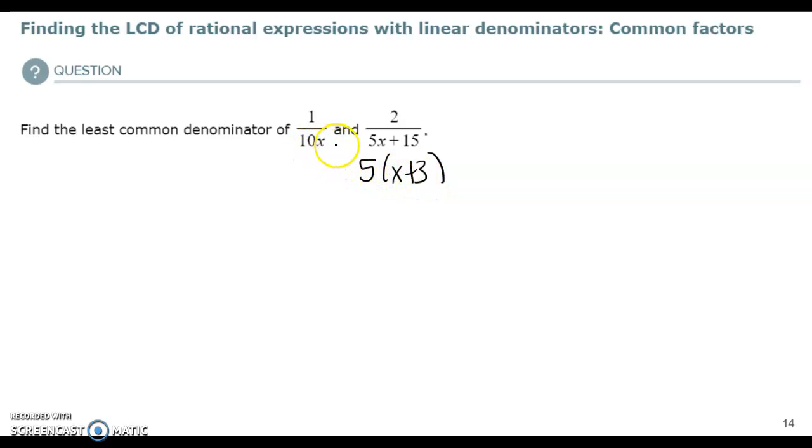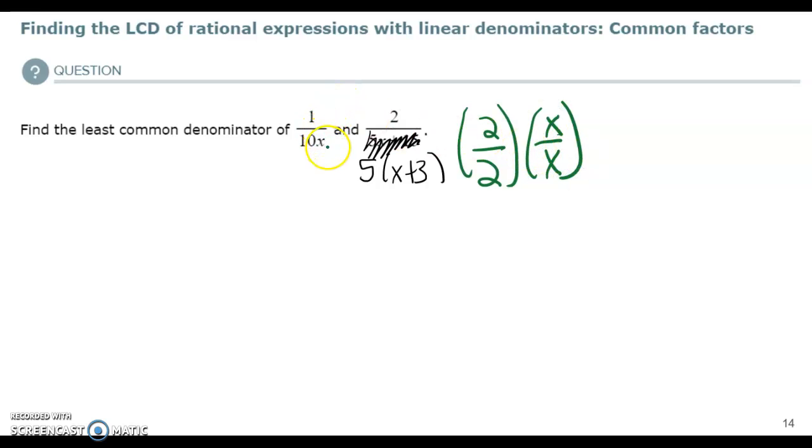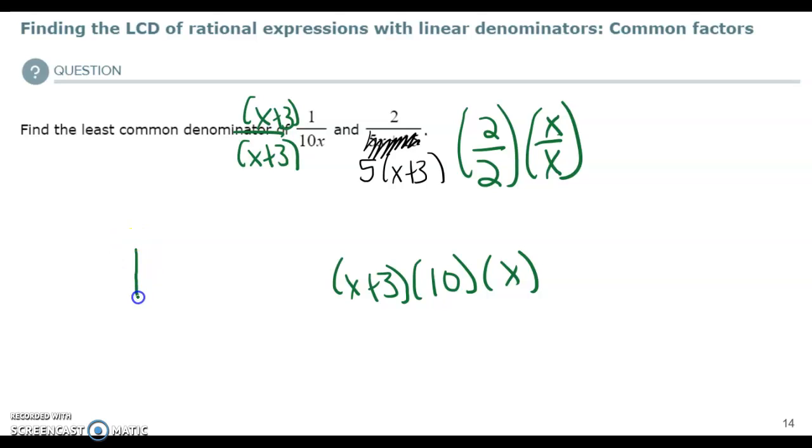So let's look at my constants. Every side at least needs to have a 10. So this is going to need a 2 over 2. I'm just going to rewrite that as 5 times x plus 3. This side will need a 2 over 2. So that's how I get my 10. Every side needs just an x by itself. And every side, we have the 5 covered because there's a 5 in there. And then the x plus 3, this side would need an x plus 3 over x plus 3. So if I had to say what my least common denominator was, I would say it's x plus 3 times 10 and times x. So my least common denominator is that.